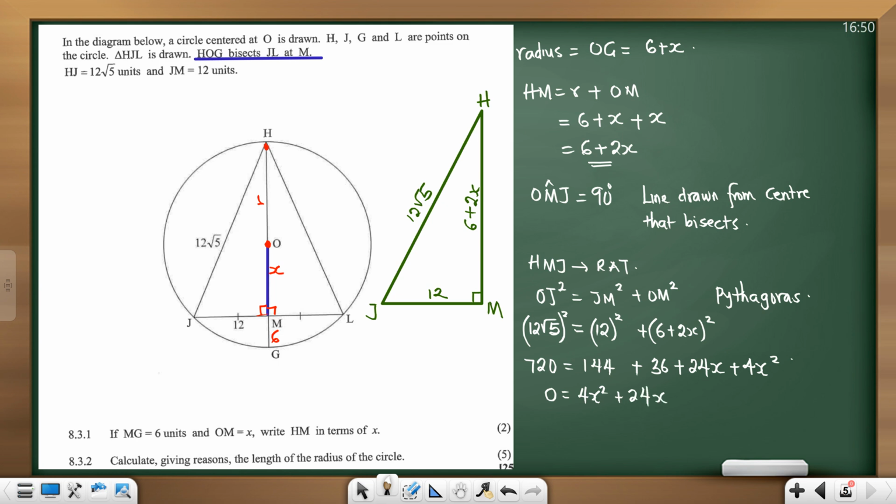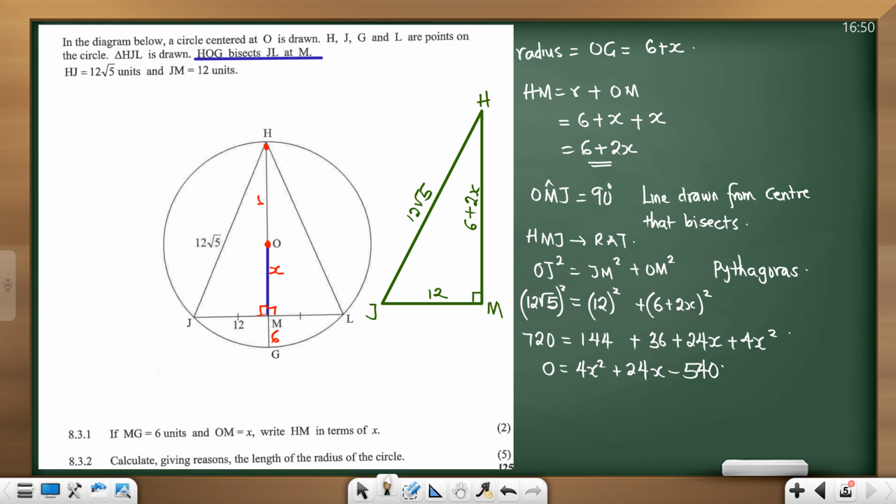Now, what is 144 plus 36? Do you want to help me with that? 144 plus 36 would give me 180, right? And what is 720 minus 180? Anybody? 720. So you're saying 144 plus 36. 540. Okay, so minus 540. So this gives me a trinomial. I think I can divide by 4. I know some of you used the quadratic formula, but that's one formula that I'm lazy to use. Okay, so let me divide by 4.